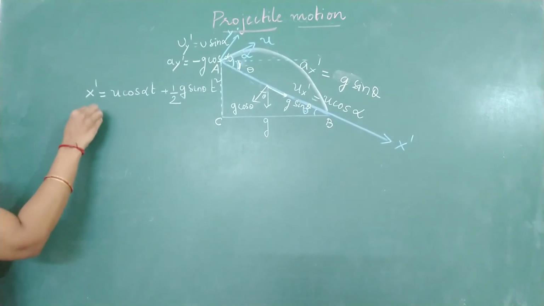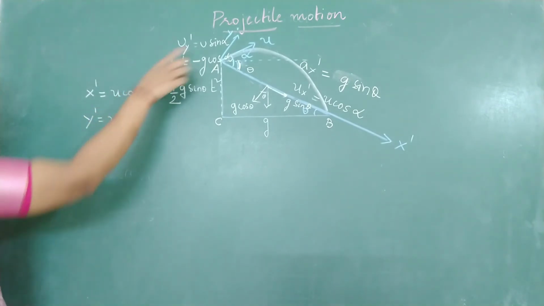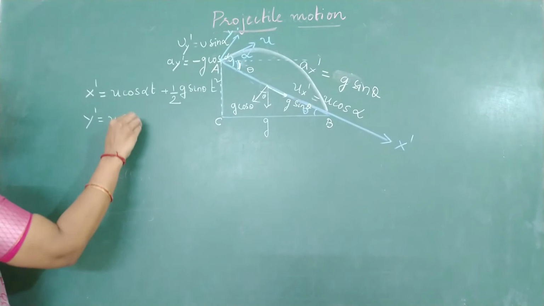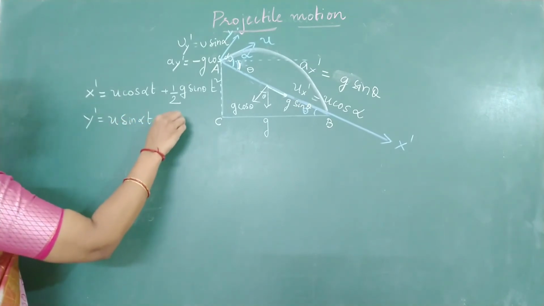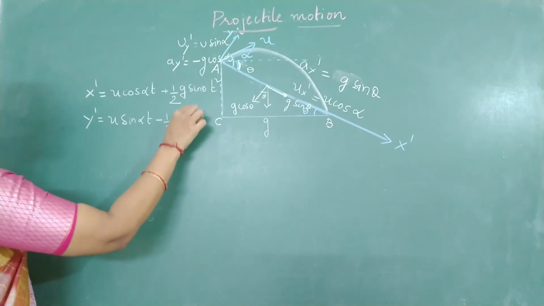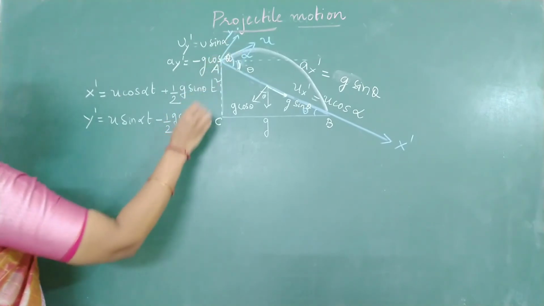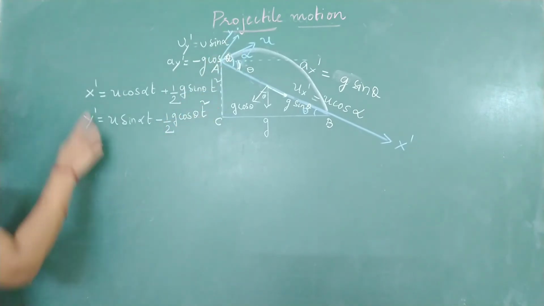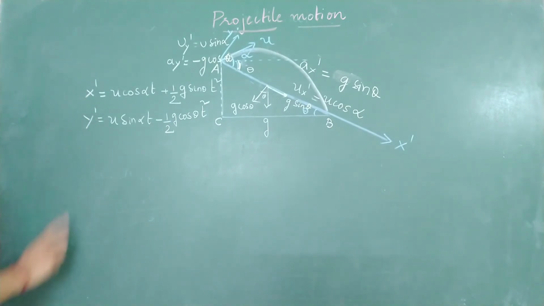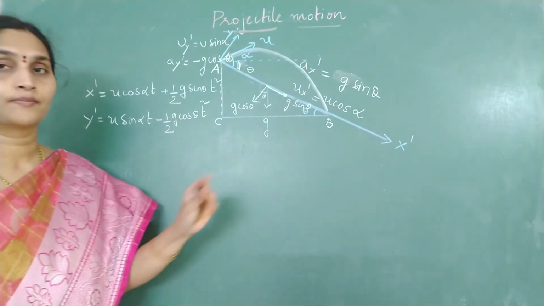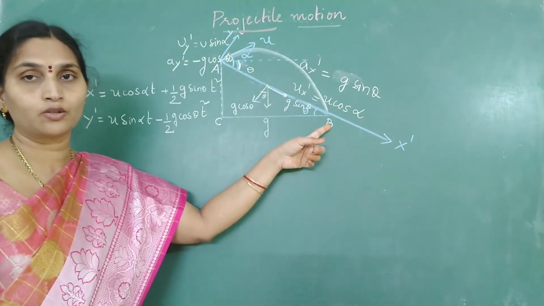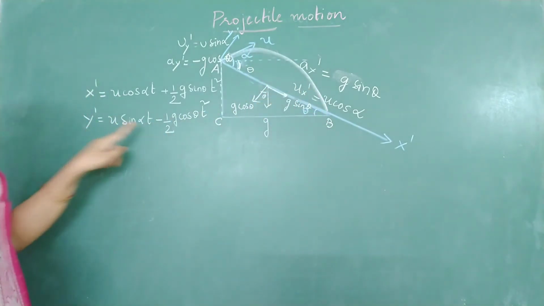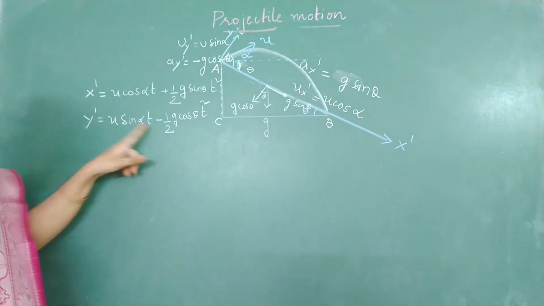Now y dash is u sin alpha t minus half g cos theta, this is theta, into t square. So did we get x dash and y dash? Then how to get the time of flight? During the time of flight, y dash becomes 0. Put y dash as 0, small t becomes capital T.